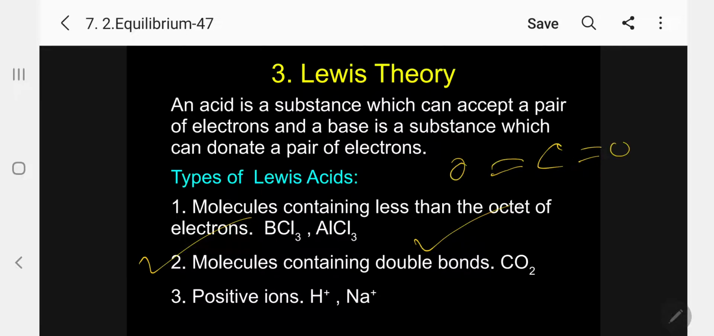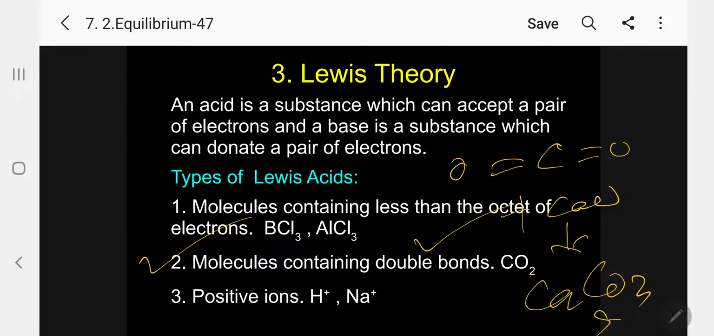Just now I told you, in the previous case, CO2 reacts with calcium oxide and gives calcium carbonate. Because this is a salt, automatically carbon dioxide is an acid, and calcium oxide, CaO, is a base. So, next.